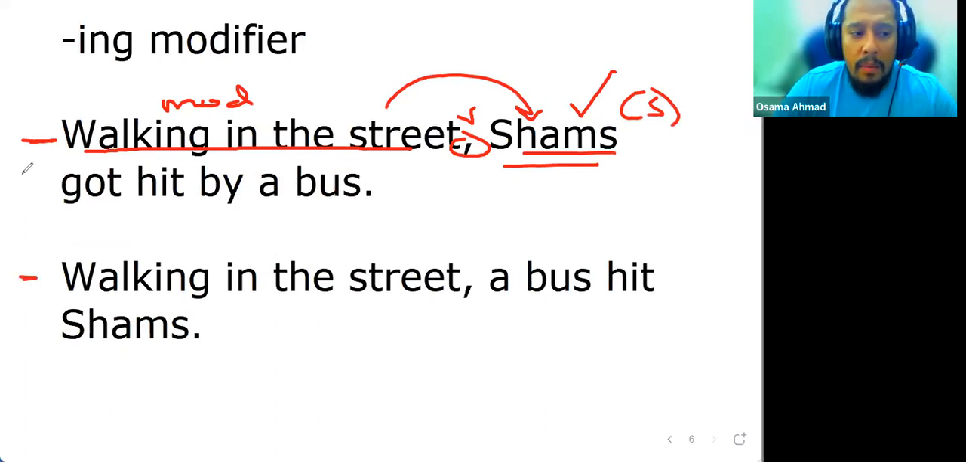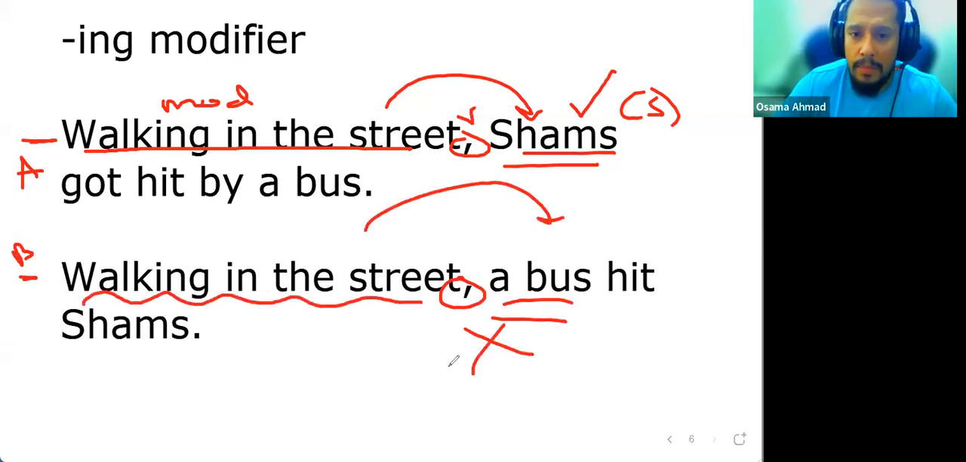Now, if you look at B, walking in the street, a bus hit Shams. Who was walking in the street? A bus? This is incorrect. So on a digital SAT, you need to be careful with dangling and misplaced modifiers.